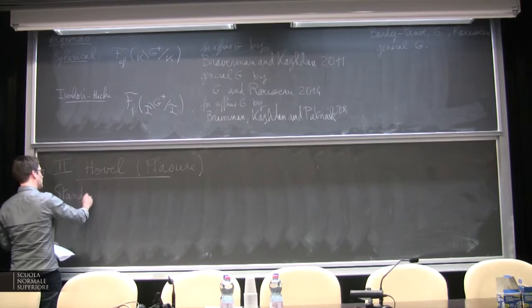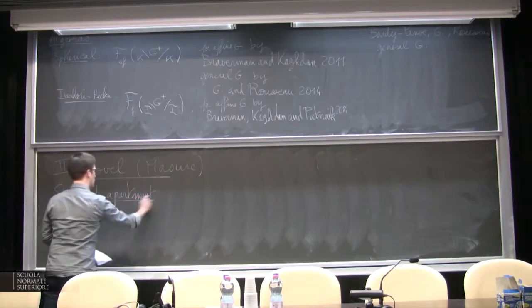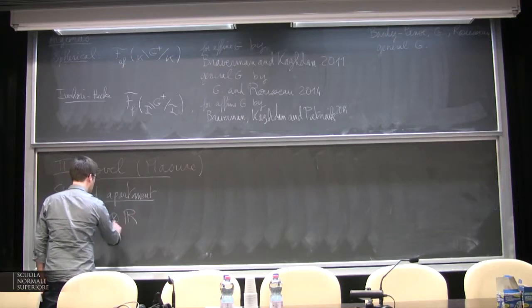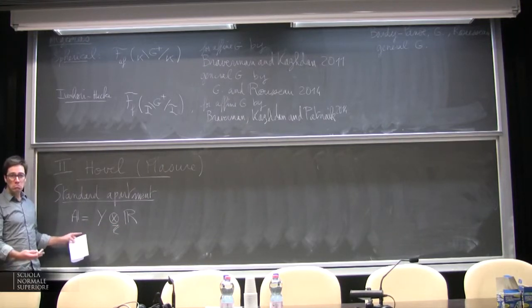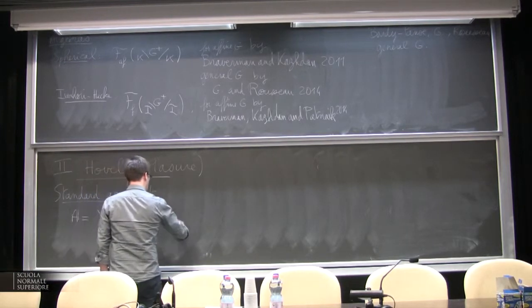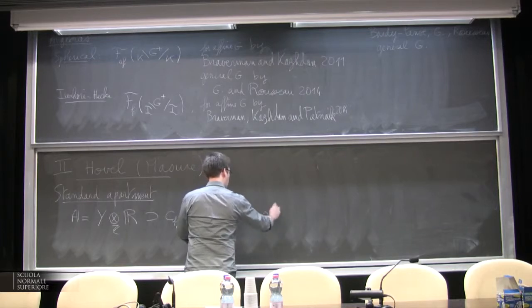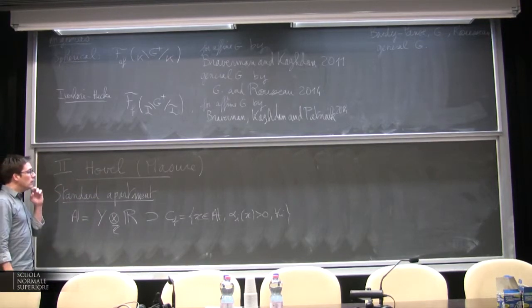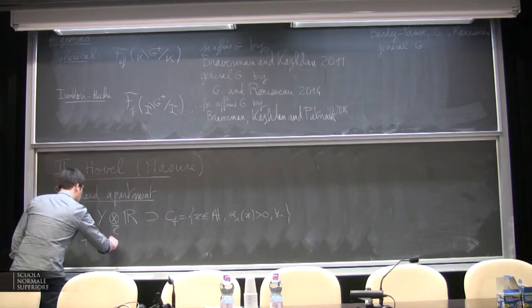Okay, so I already said it. There is a standard apartment in this kind of building. Just so you remember, the Y is the set of co-characters. It is a finitely generated Z-lattice, so you tensor with R, and then you get a finite dimensional R-vector space, so it's very nice. Inside this, you have the fundamental chamber, the Weyl chamber. And so the standard apartment is this vector space, an affine space, but we always fix zero, so it's a vector space plus some simplicial structure.